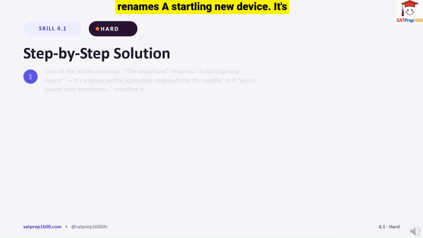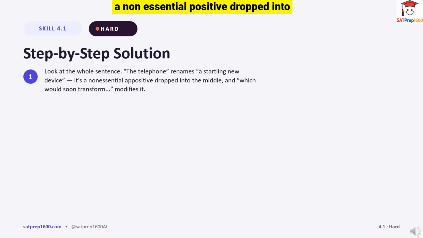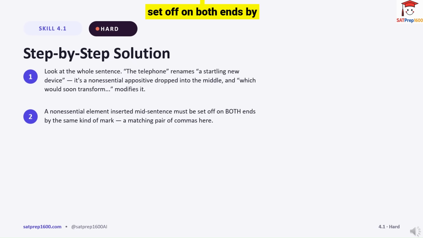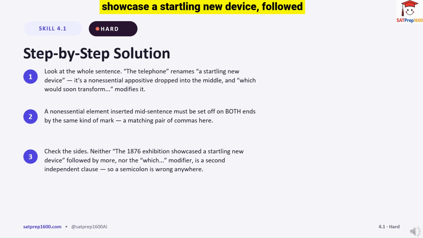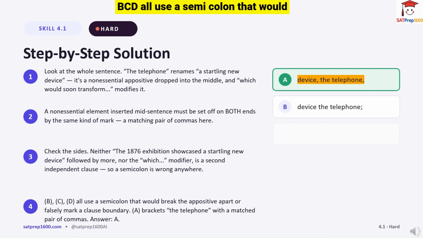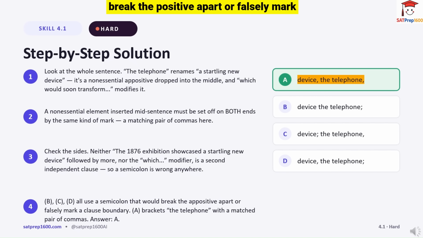Here's how to solve it. Look at the whole sentence. The telephone renames a startling new device. It's a non-essential appositive dropped into the middle, and which would soon transform modifies it. A non-essential element inserted mid-sentence must be set off on both ends by the same kind of mark. A matching pair of commas here. Check the sides. Neither the 1876 exhibition showcased a startling new device followed by more, nor the which modifier is a second independent clause. So a semicolon is wrong anywhere. B, C, D all use a semicolon that would break the appositive apart or falsely mark a clause boundary.